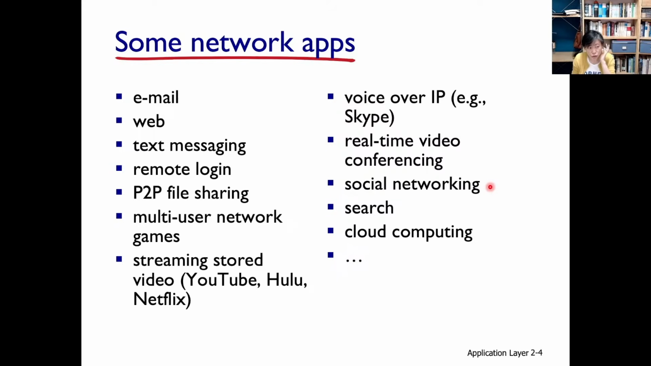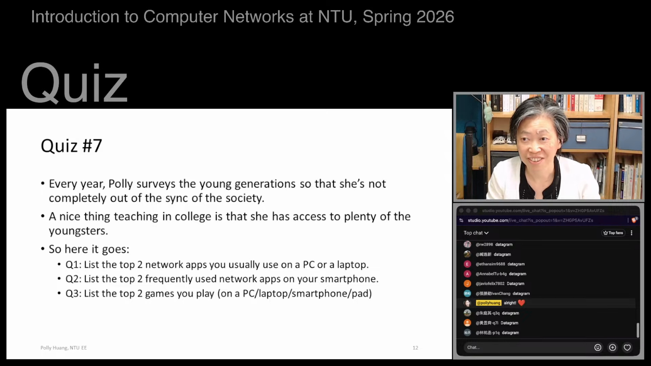Yeah, so there are just increasingly more of these social networking apps. Search, Google search or Bing. Yeah, each of these is also an application or a network service. Cloud computing, yeah, Amazon AWS, for example, is a cloud service. And you know what, guys? That takes us to quiz 7.